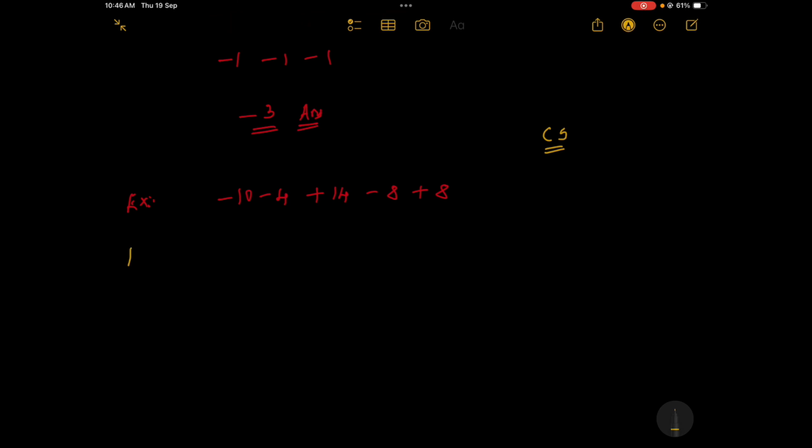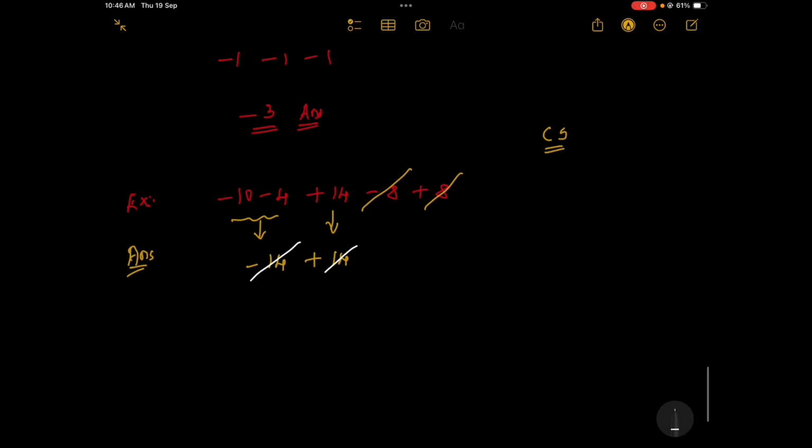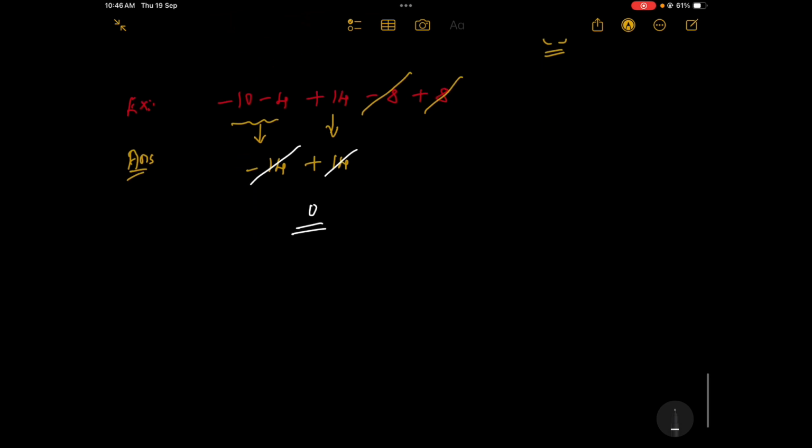Okay, if I observe the problem carefully, what shall I do? I'll cancel this minus 8 plus 8. Then what is minus 10 minus 4? We'll get minus 14 here, and we have plus 14 here. Again, we got negative 14 and positive 14, so we can cancel. Everything got cancelled, and we are remaining with 0. The final answer is 0. Next one.